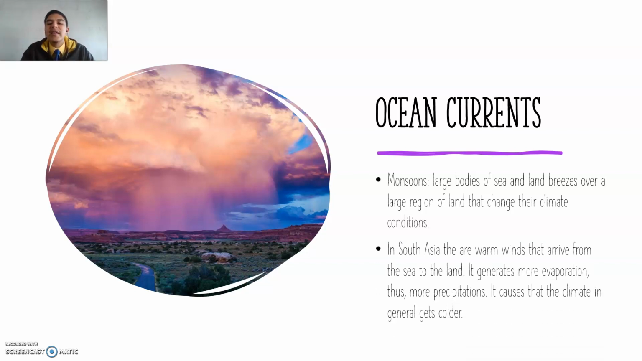In South Asia, there are warm winds that arrive from the sea to the land. It generates more evaporation, thus more precipitation. It causes the climate in general to get colder. So when a big body of wind arrives to the land, and depending on the temperature, which in this case is a type of weather that is way warmer, it is going to generate more evaporation and effects such as monsoons. All right, so that is basically it for today's presentation, guys.